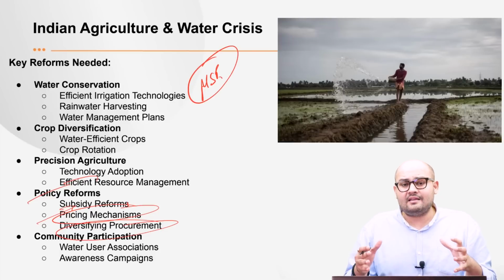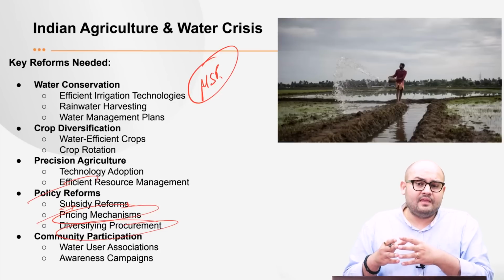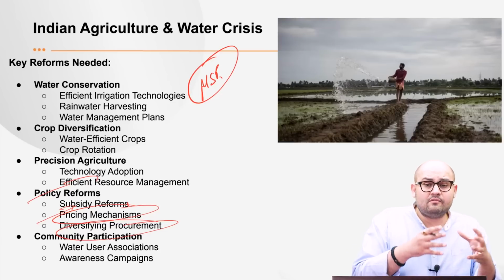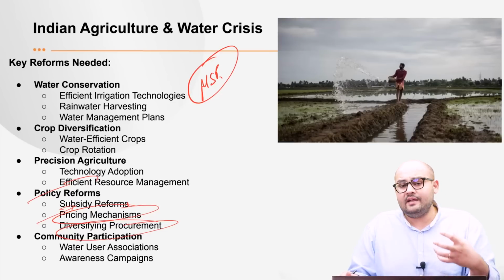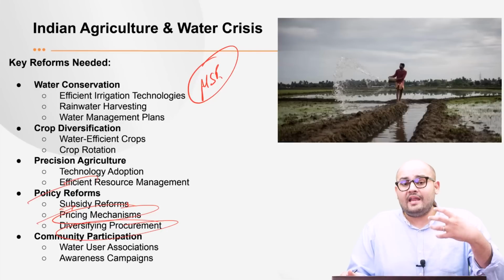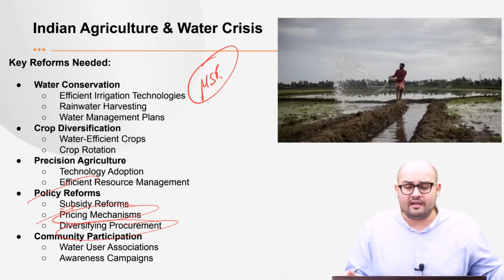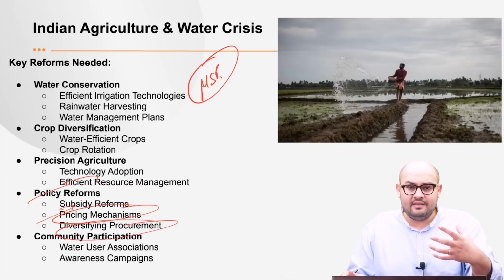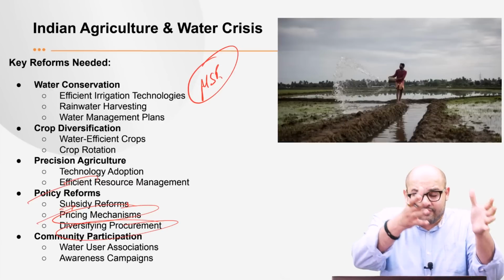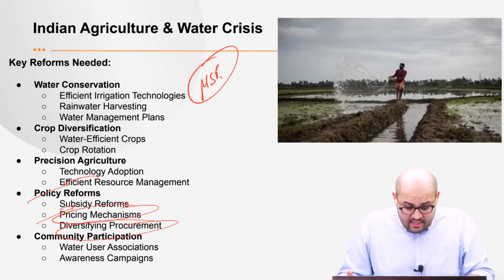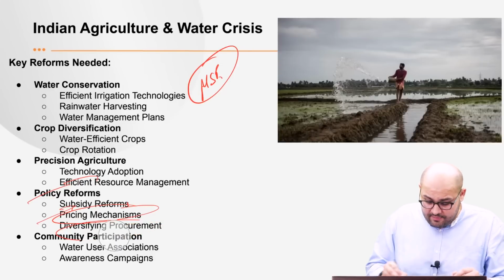So what we see is that because of this MSP, there has been a tendency to focus more upon these water guzzling crops. So adequate provisions need to be made. So adequate MSPs have to be given to these other crops. Let's say the oilseeds, the millets, the pulses, so that the farmers can actually shift to these crops, right? So there has to be diversification when we talk about the procurement.